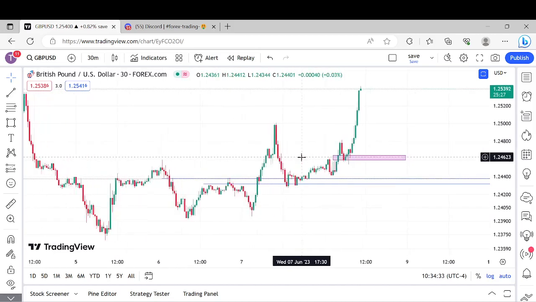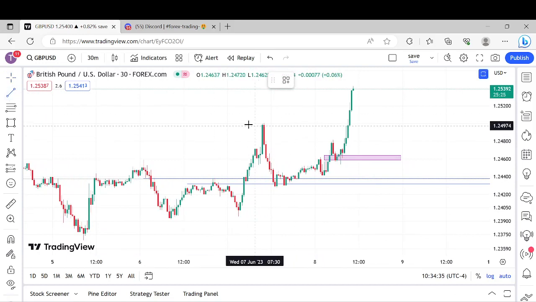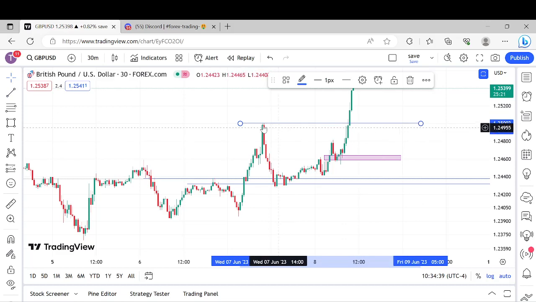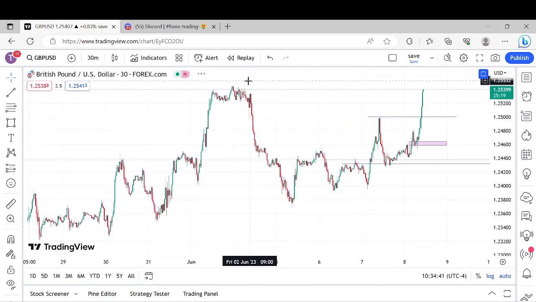And at the time that I took the trade, we still hadn't taken out previous day's highs. So we had that drawn liquidity right there, and we had this drawn liquidity right here, which is clearly where price is headed.